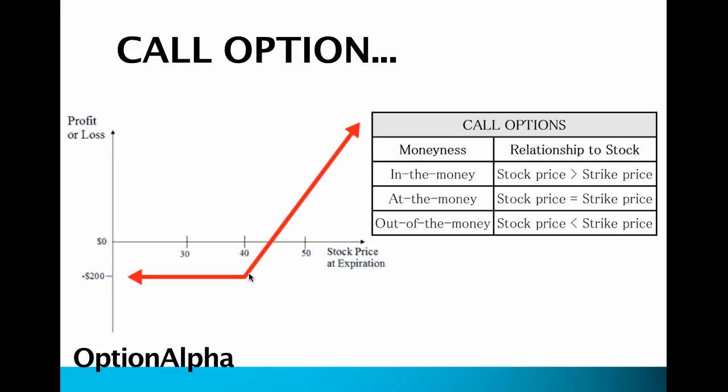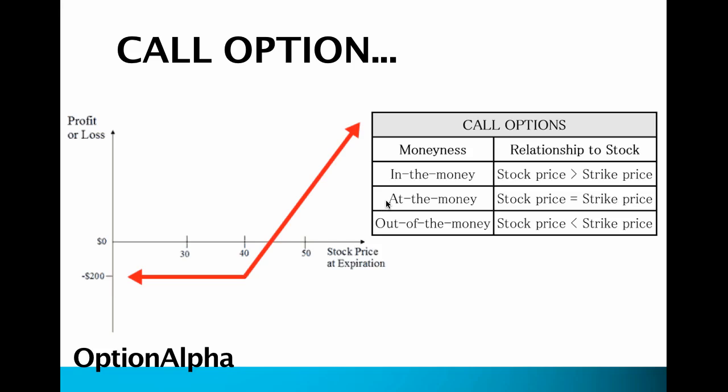If you look at this call option here, you can see that we have a strike price of 40, and that's where the option pivots. So when we look at our moneyness, in the money call options are going to have a stock price that is greater than the strike price. If the strike price is 40 and the stock price is 50, then that is going to be considered an in the money call.